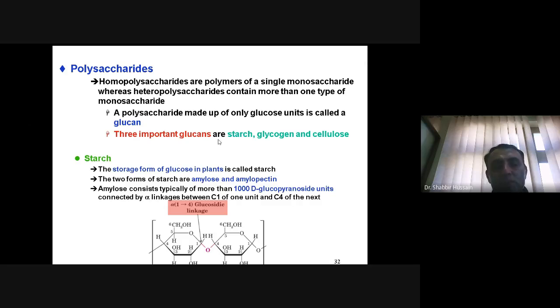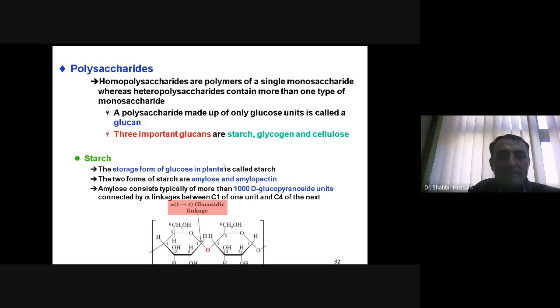So three important glucans are starch, glycogen, and cellulose. So these are important ones, right? Starch, as we know very well, is the storage form of glucose in plants. The two forms of starch are amylose and amylopectin. Basically, starch exists in two forms, that is amylose and amylopectin, right?